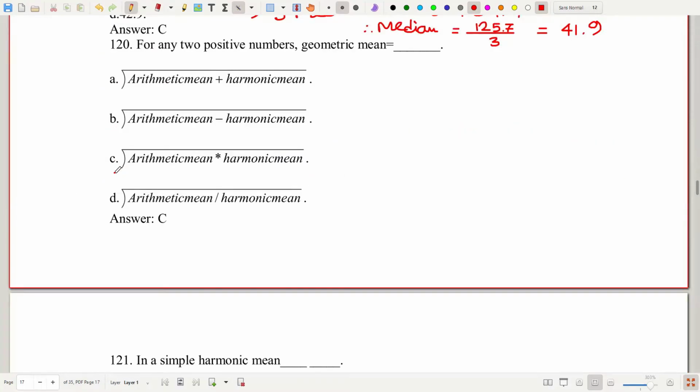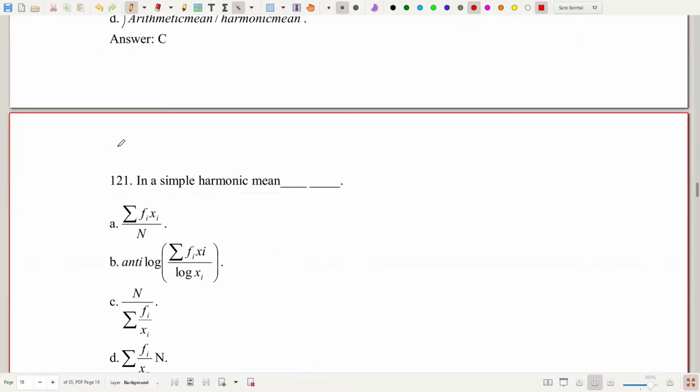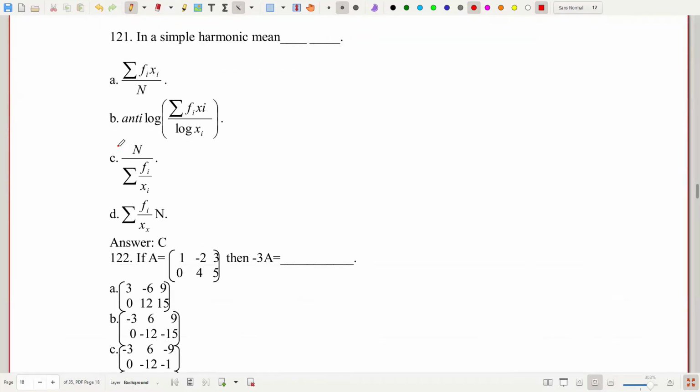Next question, for any two positive numbers, geometric mean is equal to practically the square root of arithmetic mean into the harmonic mean. Next question, in a simple harmonic mean, we have capital N upon summation of Fi, that is the frequency, upon the Xi.